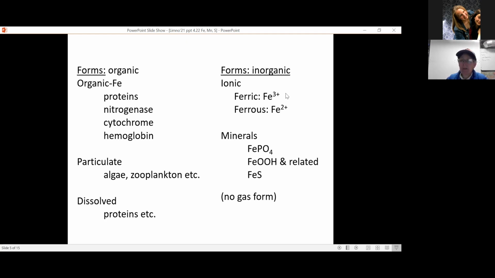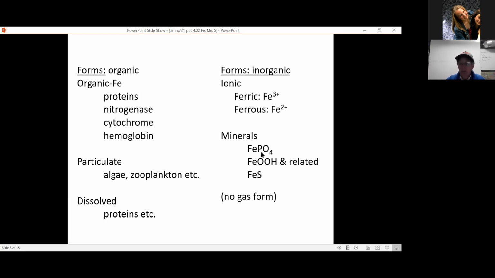Ferric iron is 3 plus. Ferrous iron is 2 plus when it's an ion in the water. And we'll talk about ferric and ferrous iron and how these 2 slightly different forms of iron have completely different places in the iron cycle in a lake. Amazing, one little electron, and it completely changes their behavior. Yeah. What are the mineral forms that you find iron in?